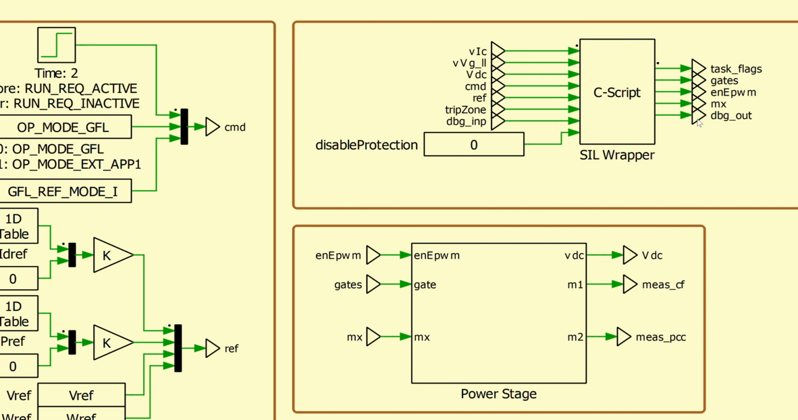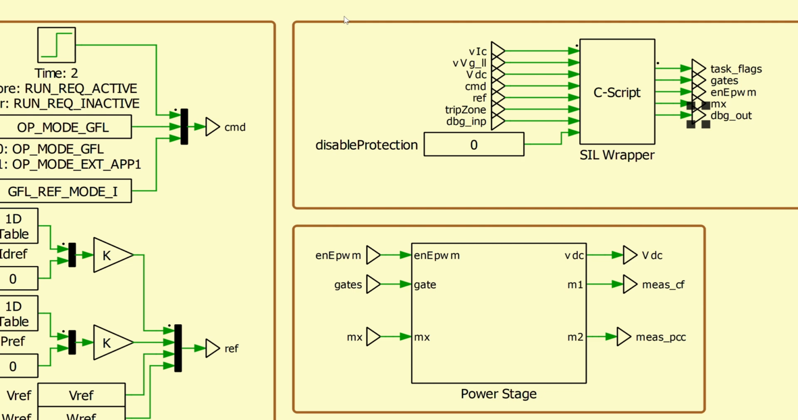Debug out is where one can get an internal software signal out to the Plex model and then probably plot it on the scope to view how it is performing. Debug signals are a useful feature of this wrapper block. For the debug input signal, we can send any arbitrary signal that is not part of the feedback, reference, or command to the controller.